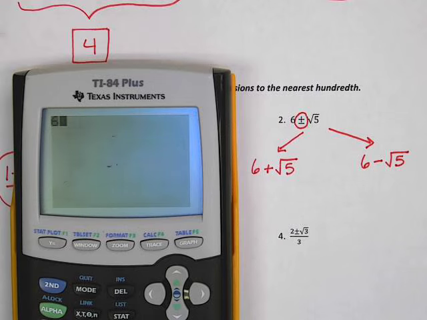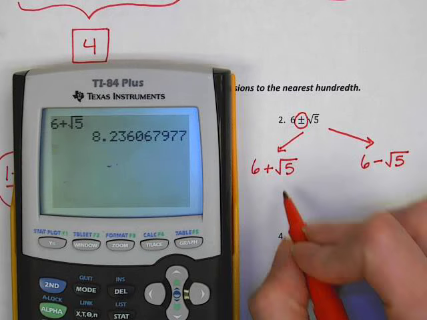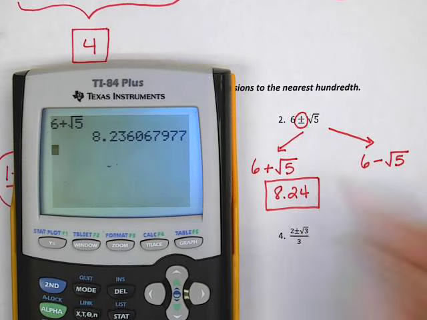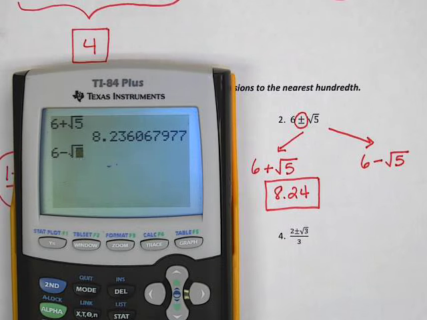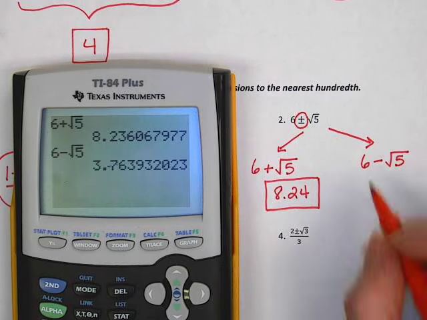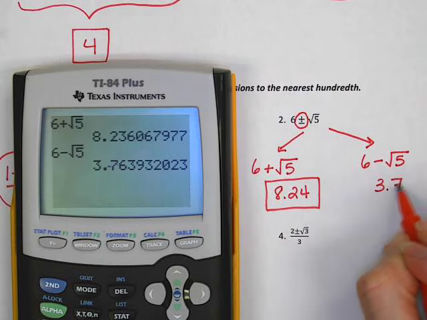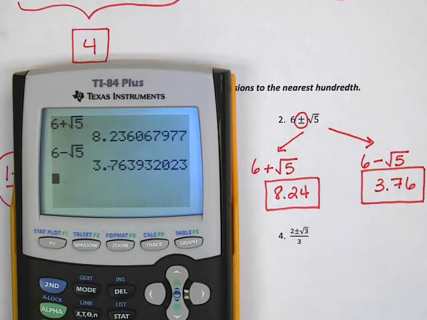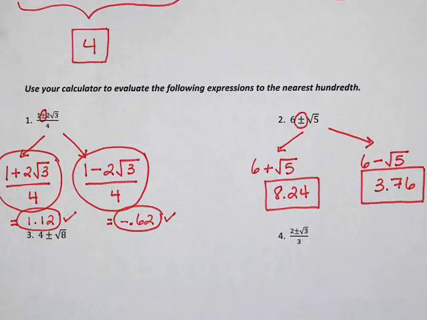First one is 6 plus square root of 5. We get 8.24 if we round to the nearest hundredth. And the next one is 6 minus root 5. And we get 3.76 if we round it to the nearest hundredth. That's it. These are really easy, just all in the calculator.